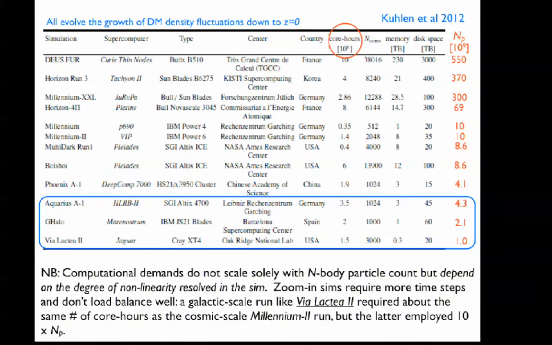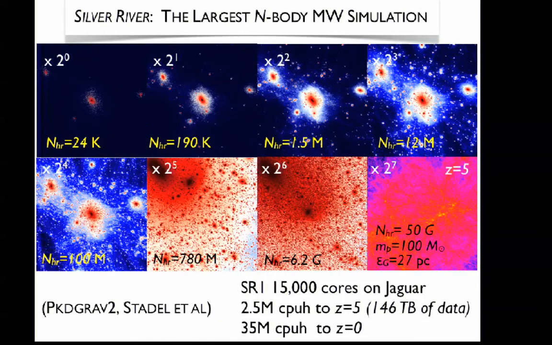Core hours: a few million CPU hours for this zoom-in simulation, as many as the Millennium simulation there, 1.4 million CPU hours. This is Silver River, the largest N-body Milky Way simulation. It was run using the PKDGRAV code by Joachim Stadel and Potter. They are both here, you can ask them more information. It has 8 levels of refinement. The largest refinement has 50 billion particles, a particle mass of 100 solar masses. So, in principle, if you knew where stars are formed, you could follow the dynamics of massive stars precisely, and a softening of 27 parsecs.